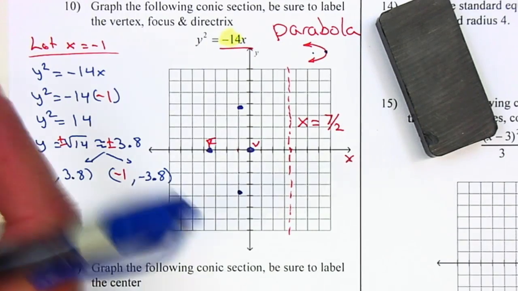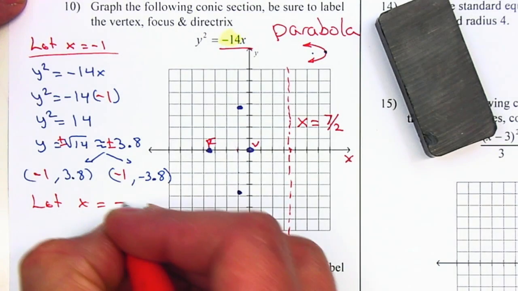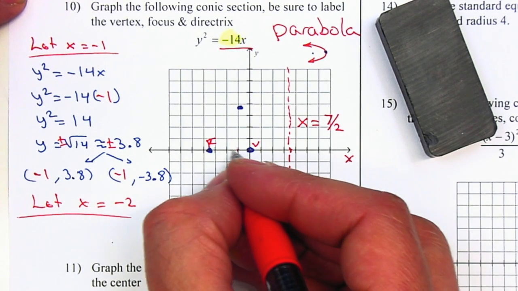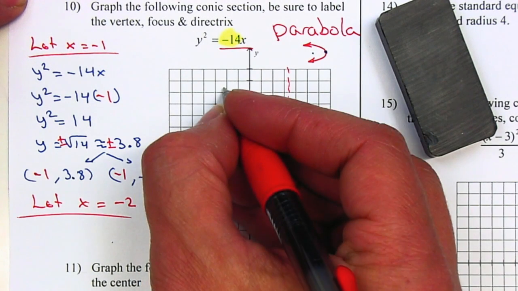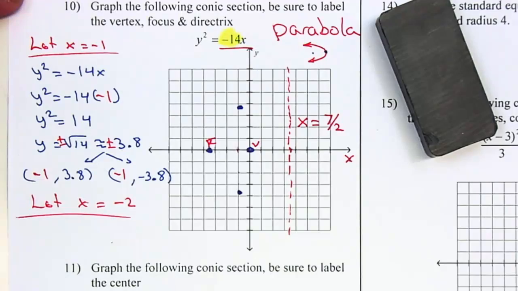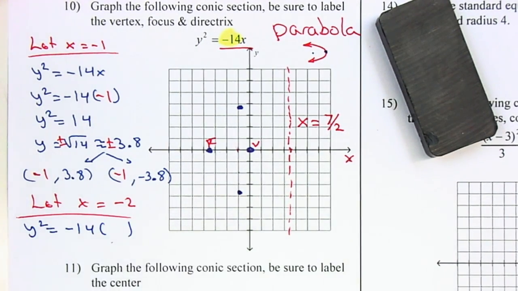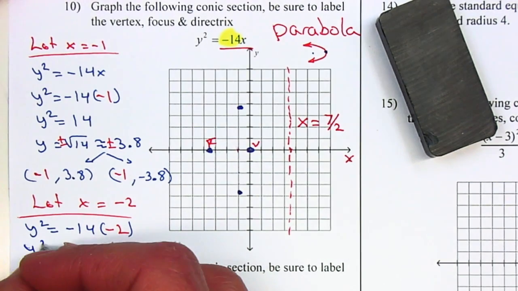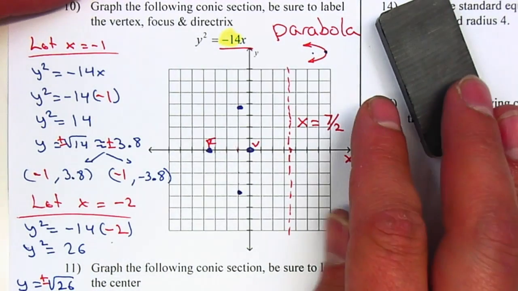Now I want to do this once again, and I want to let another point. So I'm going to let x equal to -2. I'm going to get closer to the focus, or just go inside the parabola. So I'm going to get this point here and this point over here. So it gives me y squared is equal to -14, but instead of the x will be a -2. y squared is equal to 28. y is equal to the square root of 28, and let's not forget your plus or minus. Now the square root of 28 is about 5.3.